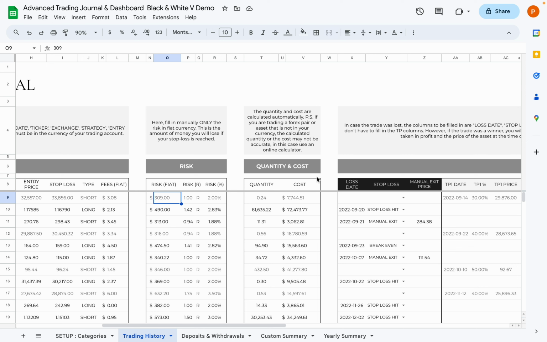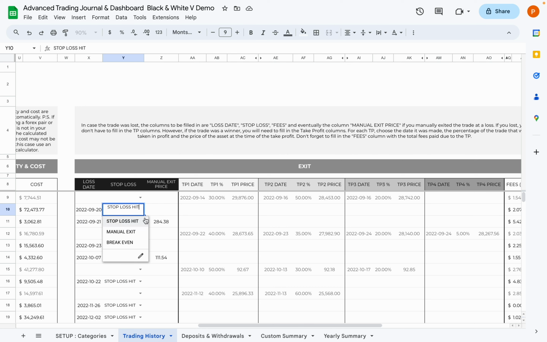And this section is about the exit of the trade. So if you lost the trade, you need to fill this section in black. You only need to tell at which date you lost the trade. If your stop loss was hit, maybe it's a manual exit or you are at break-even. If it's a manual exit, you also need to tell at which price you exited the trade.